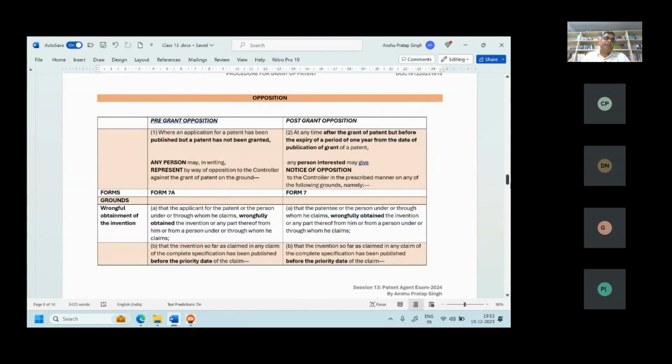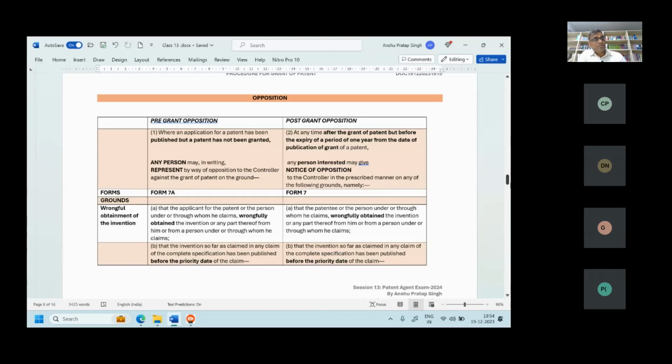Now we will discuss the pre-grant and post-grant opposition. Before that, I will just tell you how many sections we have continually finished, just for a quick revision, so you understand what has happened. Definitions, we have more or less covered. 3, what are not inventions, we have covered. 4, invention related to atomic energy, we have done. 6, applicant. 7, form of application, we have done. 8, information undertaking regarding the foreign application, we have done. 9, provisional and complete specification, we have done. 10, contents of specification, we have done. 11, priority date of the claim of the complete specification, done.